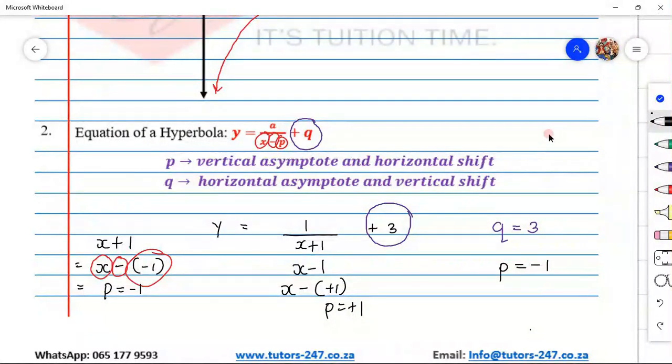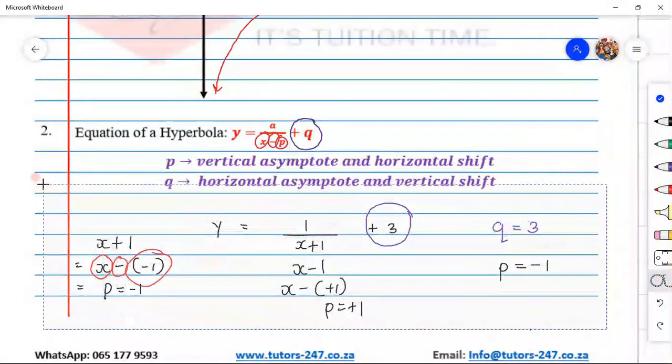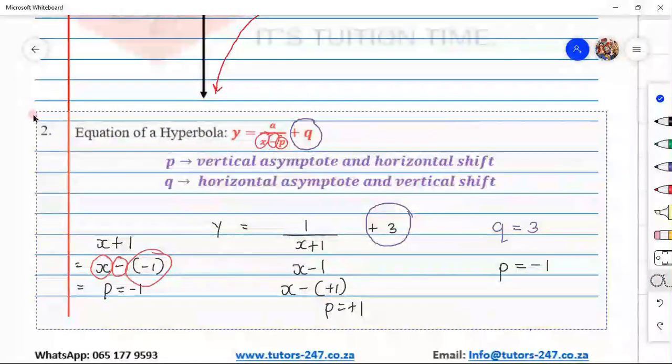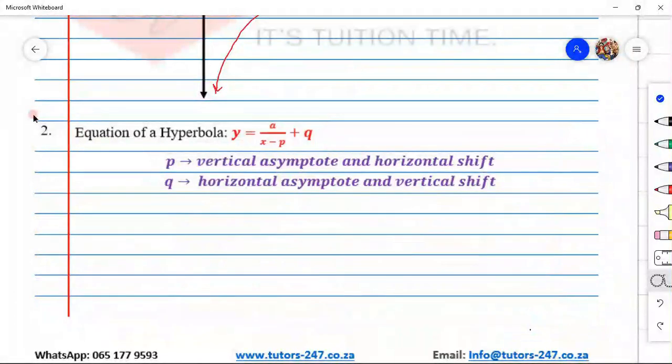So just a quick recap. If we are trying to get our p-value from our equation, we can just take out the opposite sign to what is given. If we want to extract the q value from our equation, we just take it as is. So if it's positive 3, we'll take positive 3. If it's negative 3, we'll take it as is, negative 3. So extracting q is much easier. The only tricky part is dealing with p.